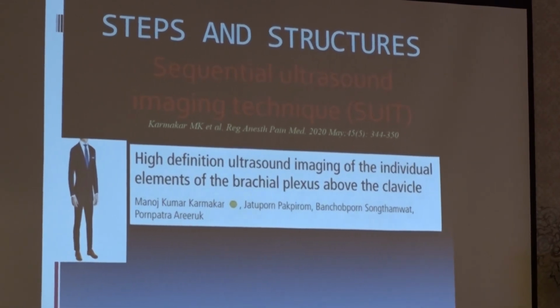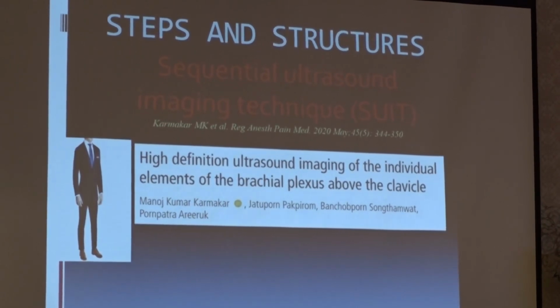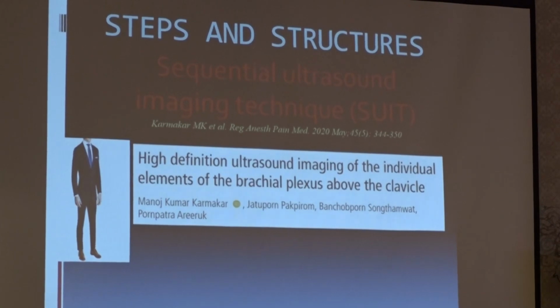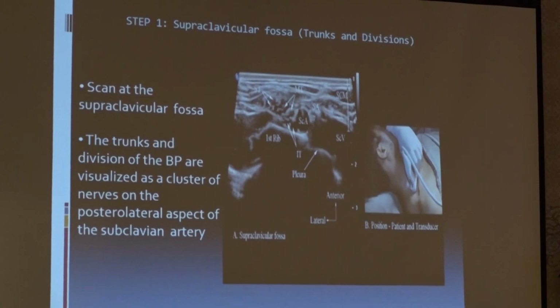I'm going to explain the steps and structures to identify STB using SUIT, which is the sequential ultrasound imaging technique. There are 7 steps in SUIT. The first step, we start at the supraclavicular fossa. So we need to identify the brachial plexus on the posterolateral aspect of the subclavian artery. The position of the patient: supine position with arm in neutral position. The neck is slightly extended and turned away to the contralateral side.